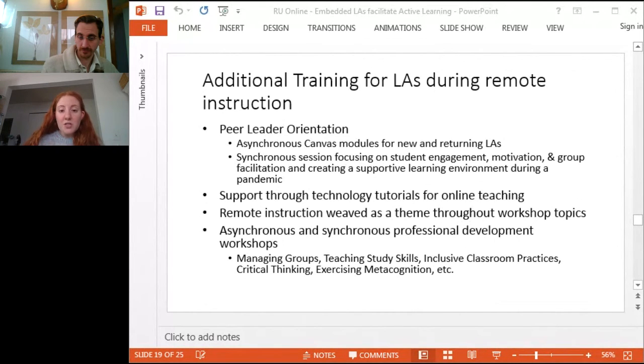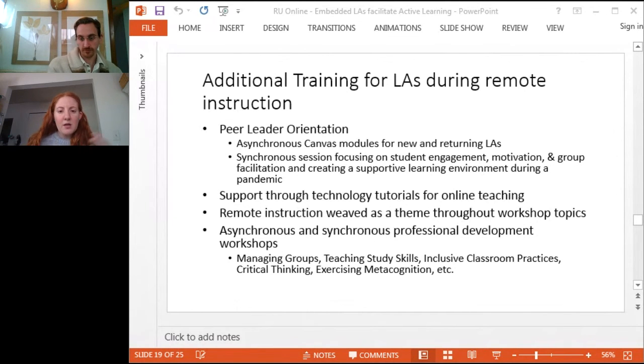So for the initial training that they receive in creating foundation for their roles, creating expectations for their role in working as a peer leader, they attend a peer leader orientation. So this includes asynchronous modules that are on a Canvas site for both, again, new and returning LAs. The other portion to this that is synchronous, it's a 2-hour synchronous session for the LAs to participate in, as well as other peer leaders who work at the centers.